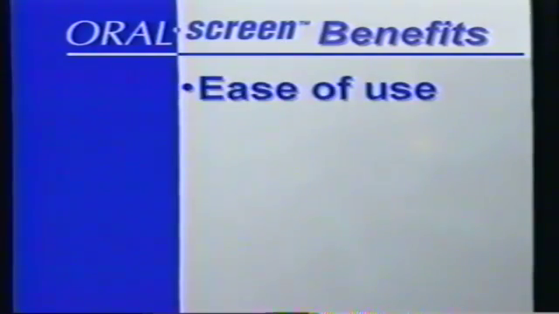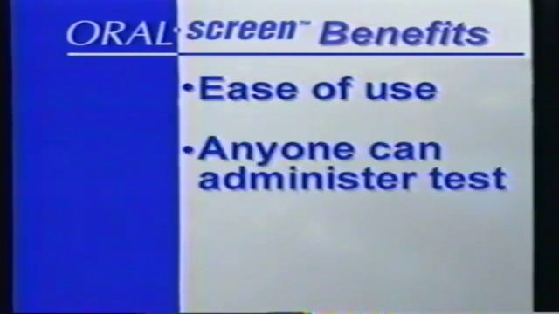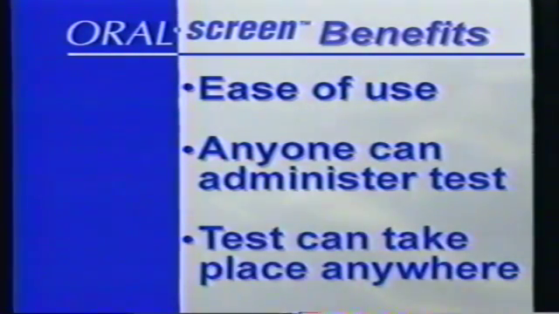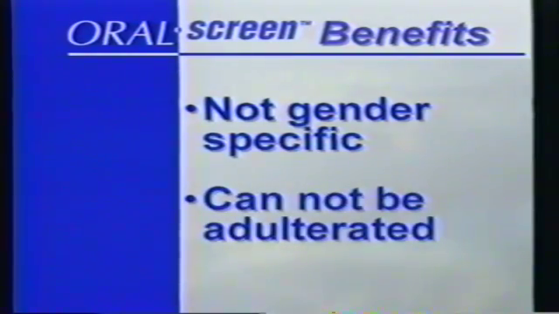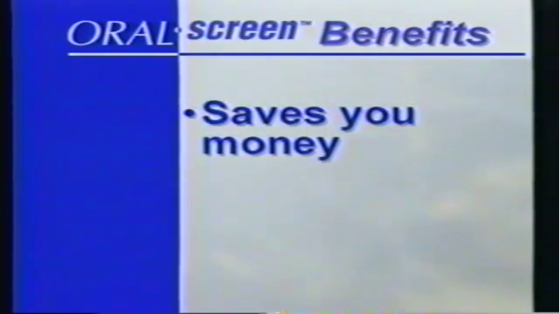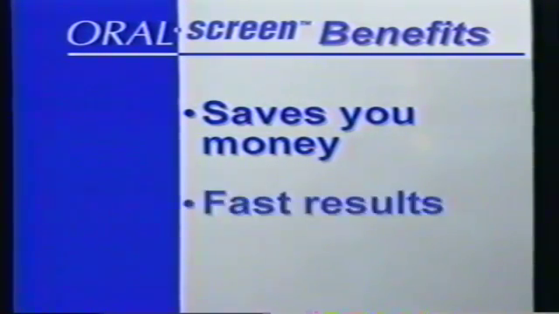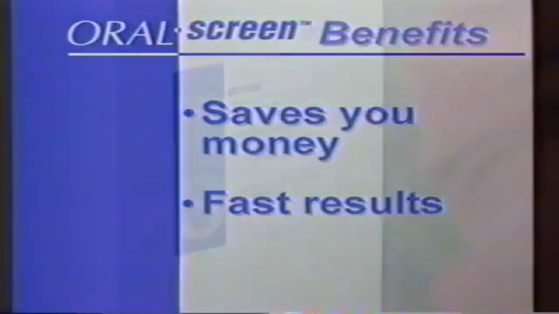The benefits of oral screen are numerous. For example, it's very easy to use. Anyone can be trained to administer and interpret the test. The test can be administered anywhere, at any time. There's no need for special sample collection facilities. Unlike urine tests, there's no gender-specific observation required. Men can test women, and women can test men. Currently, there is no method for adulterating oral fluid, unlike urine. A cost comparison to urine testing equals a net savings to you. And test results are available in 15 minutes.